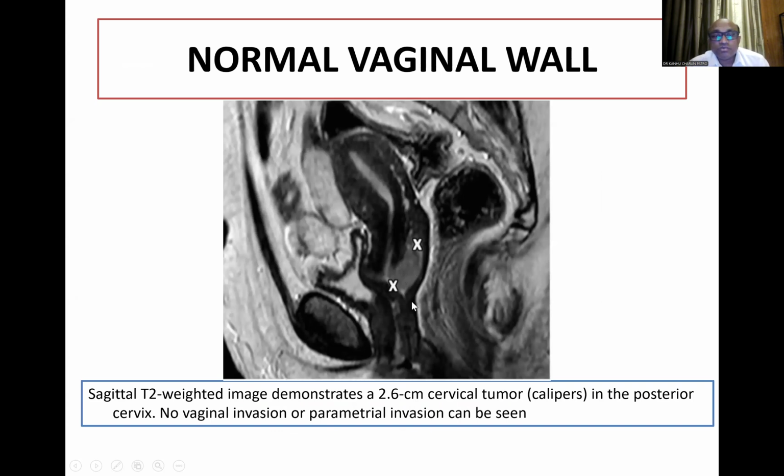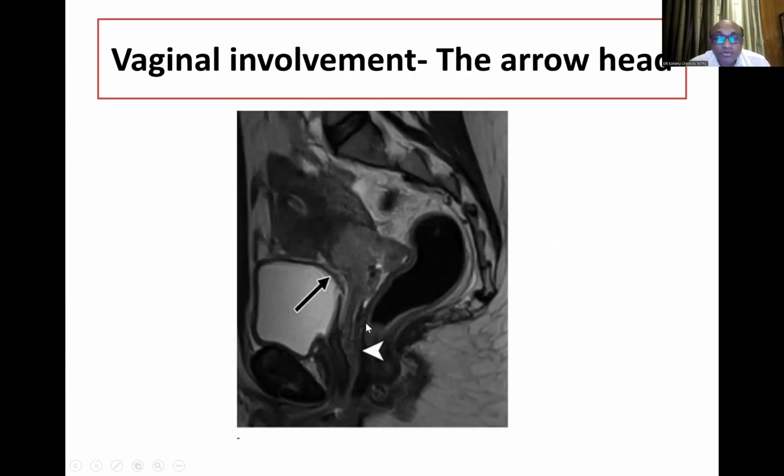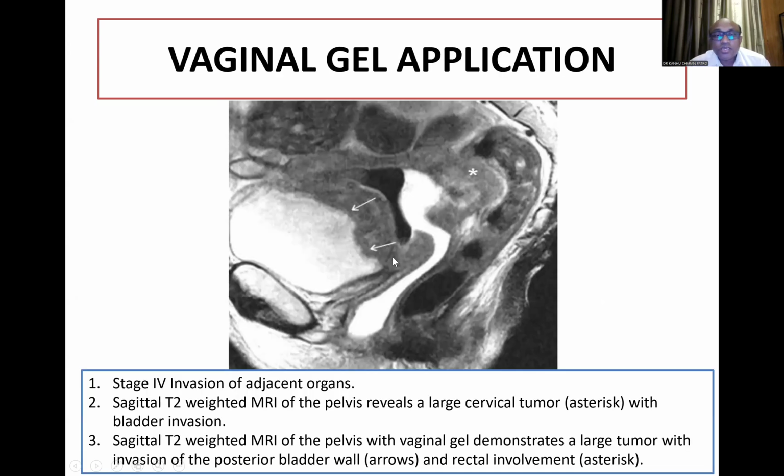Sometimes you can see a normal vaginal wall, but here you can see the vaginal wall involvement as well as pushing the rectum posteriorly. So if you want to understand the rectal involvement, post vaginal involvement, you have to put jelly inside the vagina, mostly vaginal jelly or xylocaine jelly. You can see the bladder wall involvement, rectal wall involvement, and the vaginal involvement nicely.